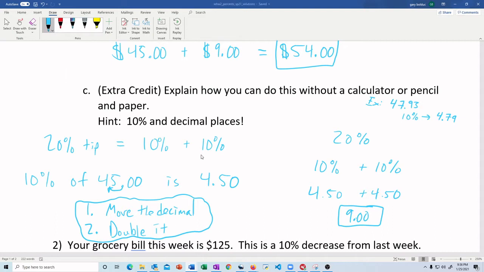So I get it that it's a little tough sometimes to do these in your head, but you can always round a little bit to make it nice on yourself. Lots of ways to think of this, but that's it. Move the decimal, double it. Boom, you've got 20%. And you can show off to all your friends.